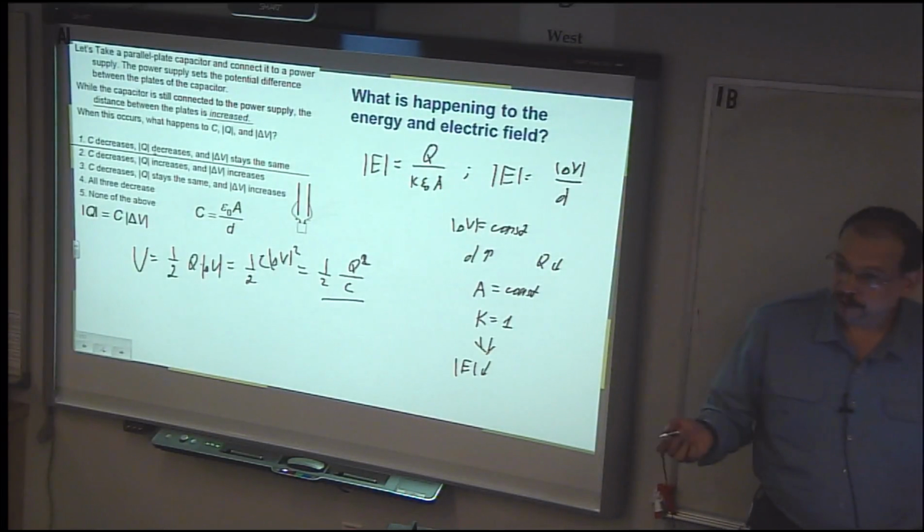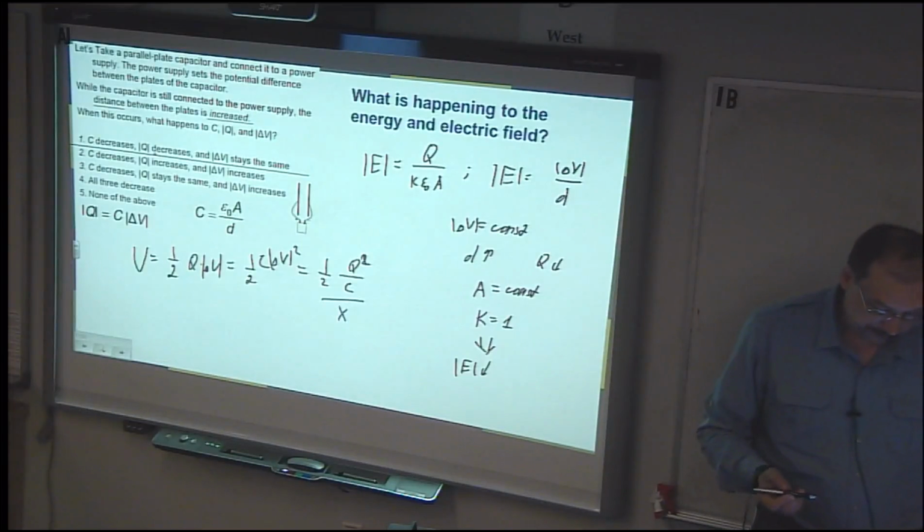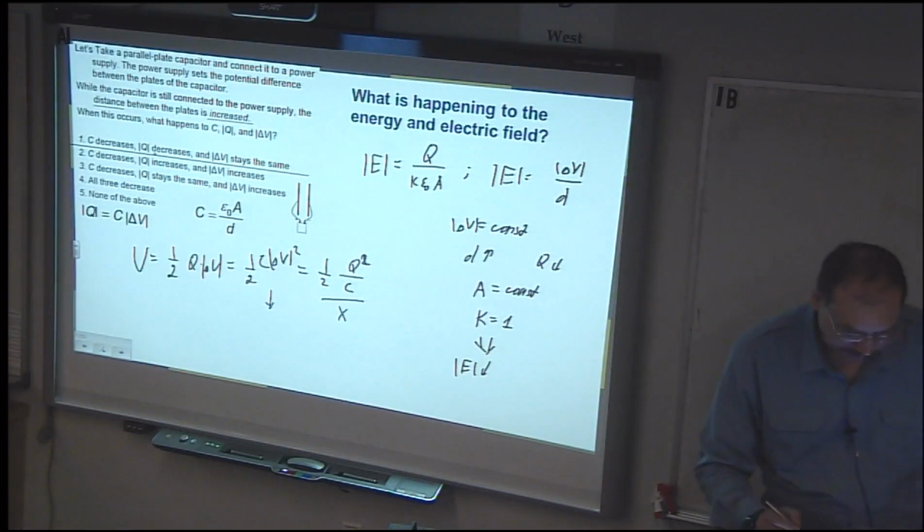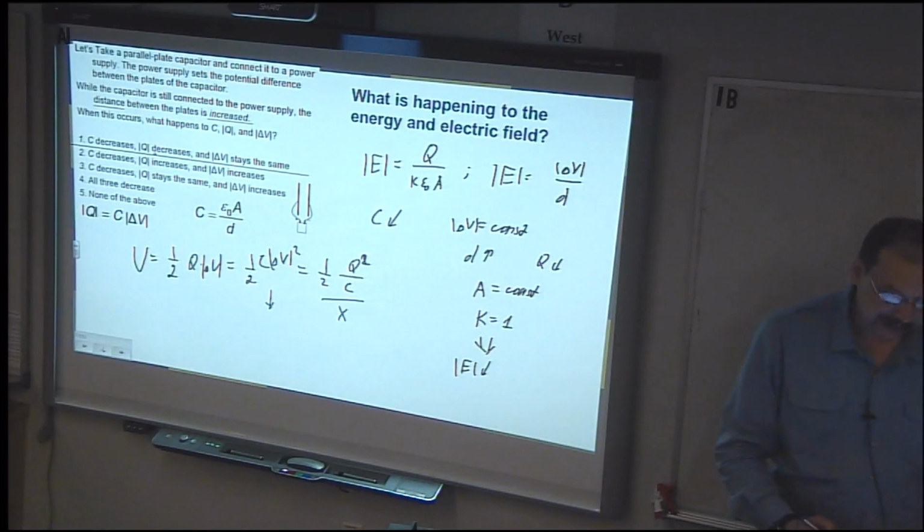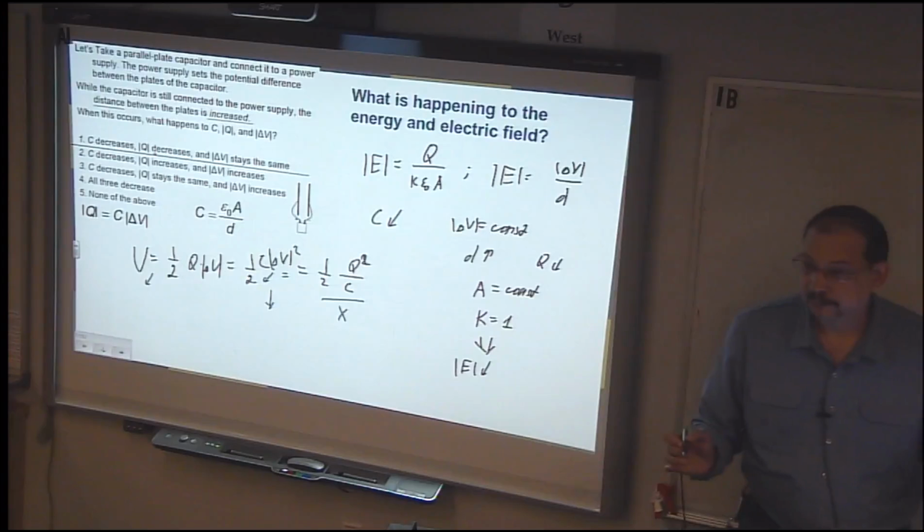So the charge changes, the capacitance changes. So we cannot really use this. But here, the voltage remains constant, the capacitance decreases, so the energy, I can also add this from the last slide, should go down as well. Constant, decreases, decreases. Any questions?